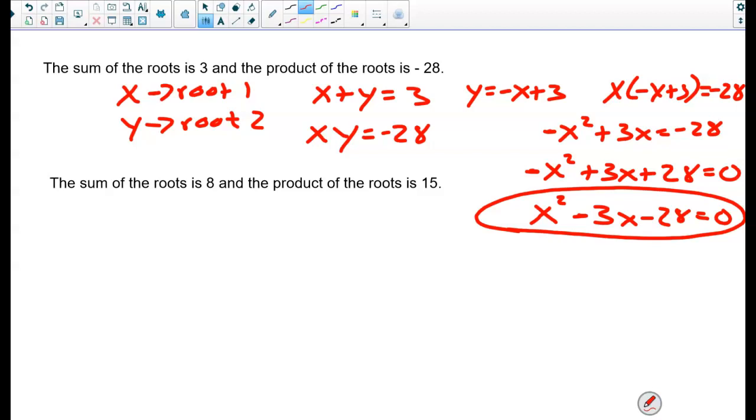So my true roots would be 7 and negative 4. 7 and negative 4 is 3. 7 times negative 4 is negative 28. It works on every single level.